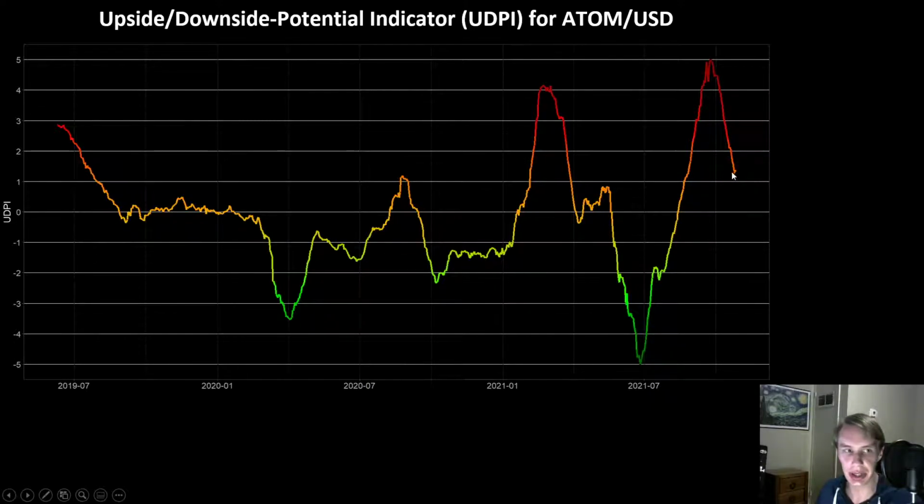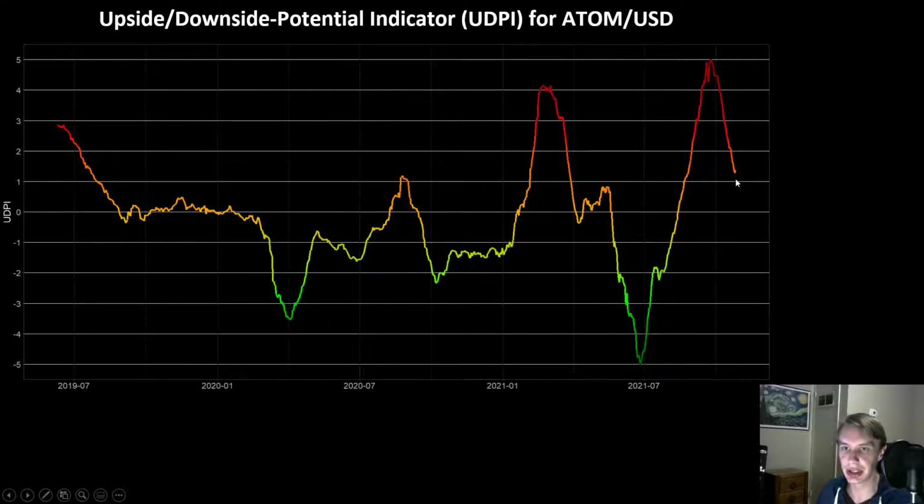Currently we're sitting right here at a little bit over 1. It's hard to see with this line, but the UDPI has actually reversed a little bit right here, and that's to take into account this pump we just saw today, where we just pumped 17%. So now the model is suggesting that the upside potential isn't necessarily increasing at that point. It's basically Atom realizing some of that upside potential it still has here.